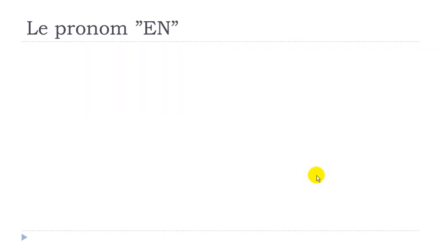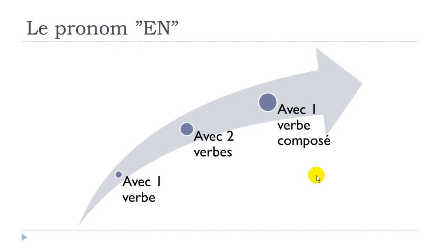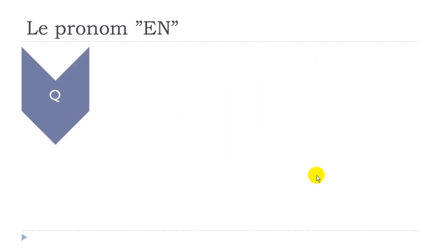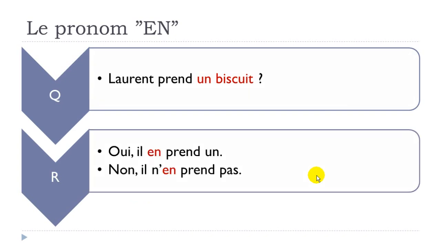All right? And now, let's see how it goes when you construct it with one verb, avec un verbe, with two verbs, avec deux verbes. And then if you construct it with one verb composed, like for the passé composé, for instance. So let's see now, avec un verbe, with one verb. So you've got a question. Laurent prend un biscuit. Oui, il en prend un. Non, il n'en prend pas.